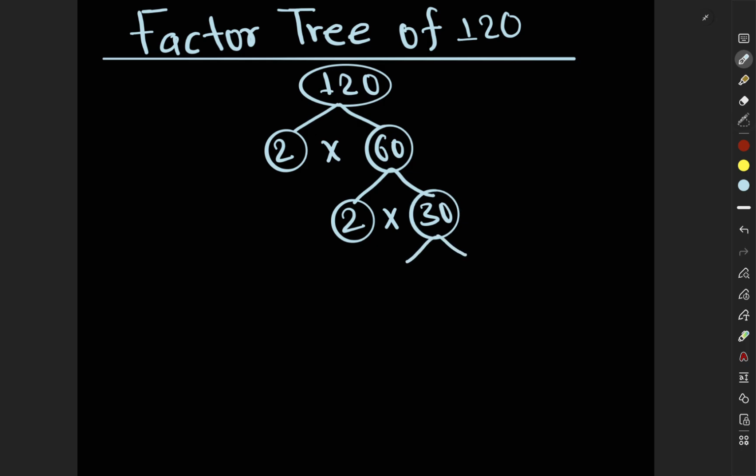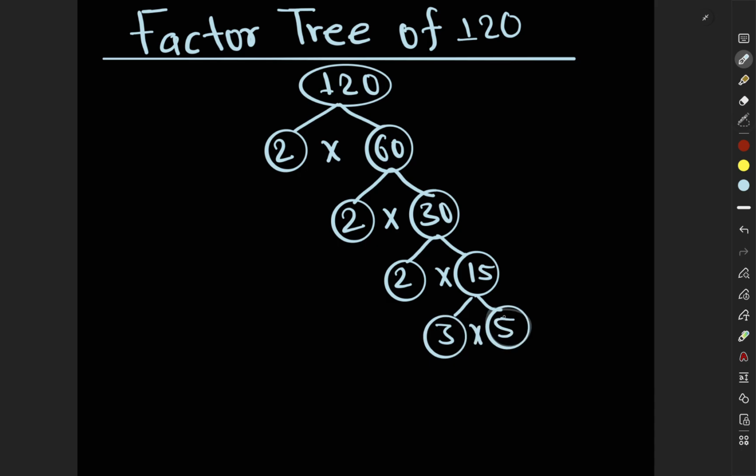This 30 can be written as 2 times 15. 2 times 15 means 30. And 15 can be written as 3 times 5. 3 times 5 means 15.